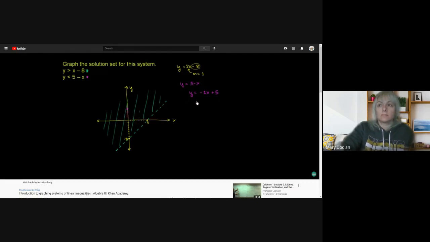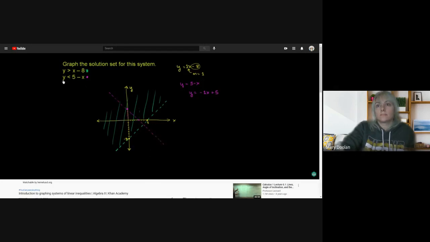Or another way to think about it, when y is 0, x will be equal to 5. So 1, 2, 3, 4, 5. So every time we move to the right one, we go down 1 because we have a negative 1 slope. So it will look like this. And once again, I want to do a dotted line. So that is our dotted line.